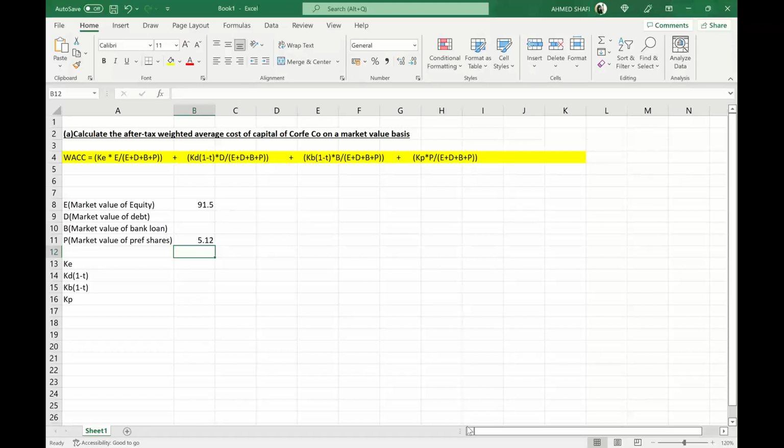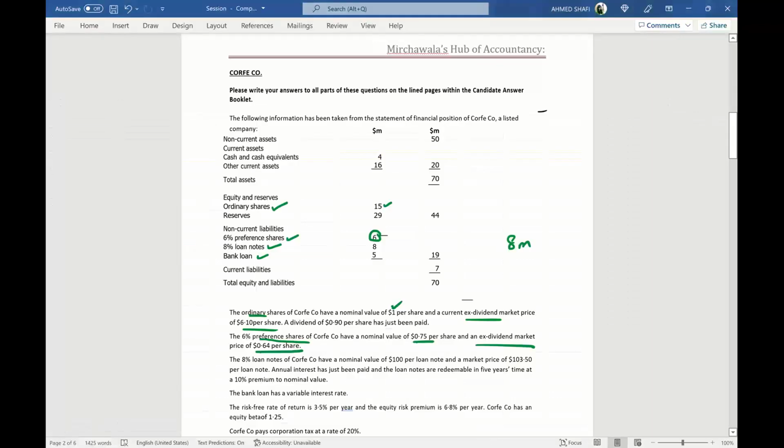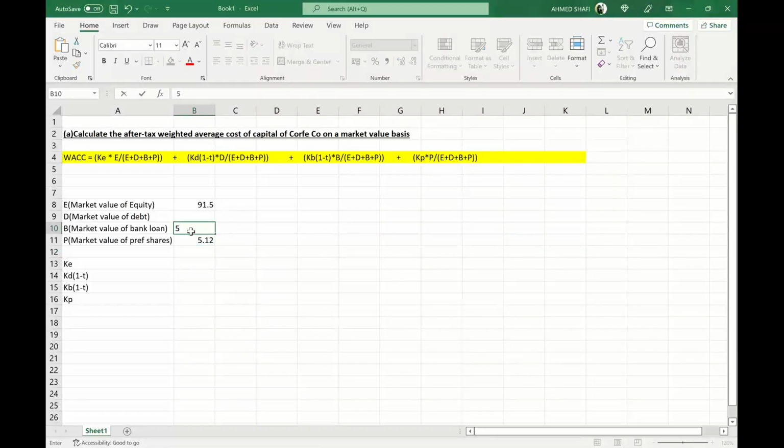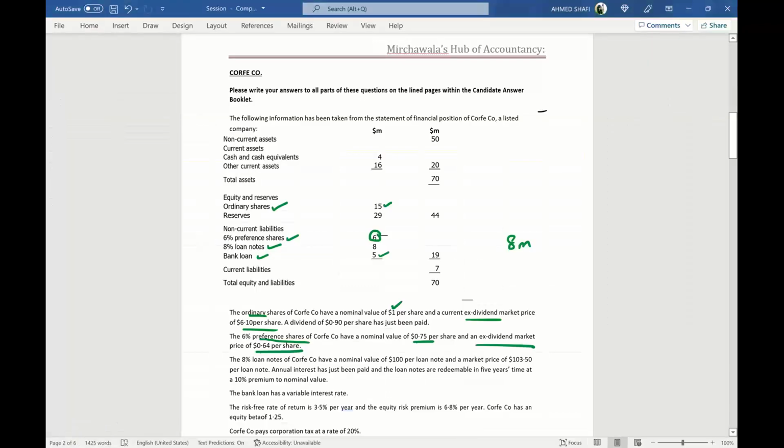Now you need market value of debt and market value of bank loan. What is the value of bank loan? 5 million in the balance sheet. The bank loan's market value is 5 million. And remember, bank loan is not a tradable instrument. Shares are traded, debentures are traded, but when you take a loan from the bank, it's never traded. So since it's not traded, the market value of bank loan and the balance sheet value are always going to be the same. Okay, and market value of debt.